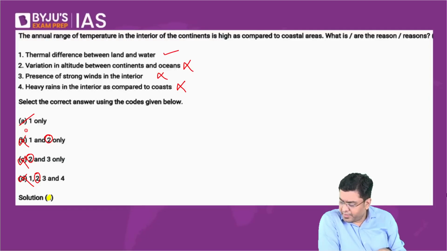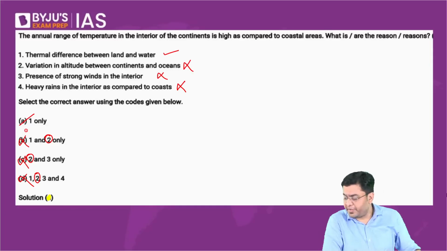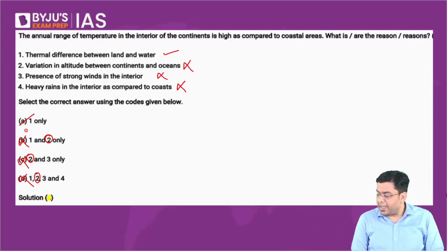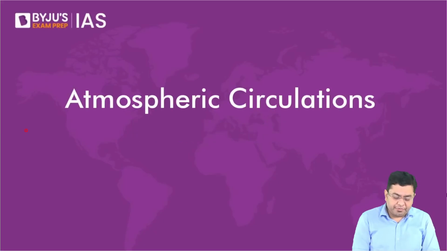how is that relevant? Why is the fourth incorrect? Only heavy rains in the interior as compared. Always coastal areas will receive a higher amount of rainfall. Any place that you go through, coastal areas will always receive a higher amount of rainfall. Okay. Kambapati, adiabatic compression does happen slightly, but not quite significantly.